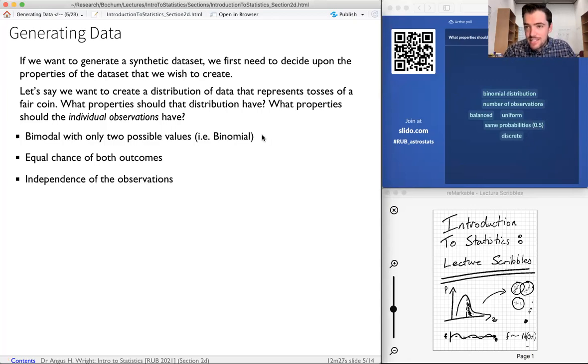And they're independent observations. The independence of the observations is an important one, because if we're generating simulated data, we want those observations to be indistinguishable from random draws of the underlying distribution. And if there's correlation between the draws that we make, then by definition, they're not random, right? So it's important to have the observations be independent.